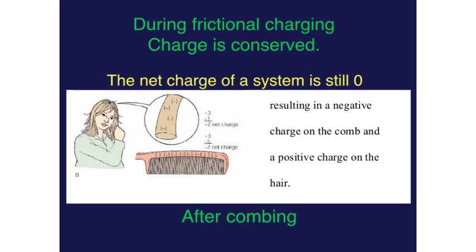So here on the hair, we have a positive charge because the hair has lost the electrons, and so we have a +2 charge. The comb has gained the electrons, so it has a negative charge, a -2. But the +2 and the -2 add together, the charge is conserved, and it's still 0.